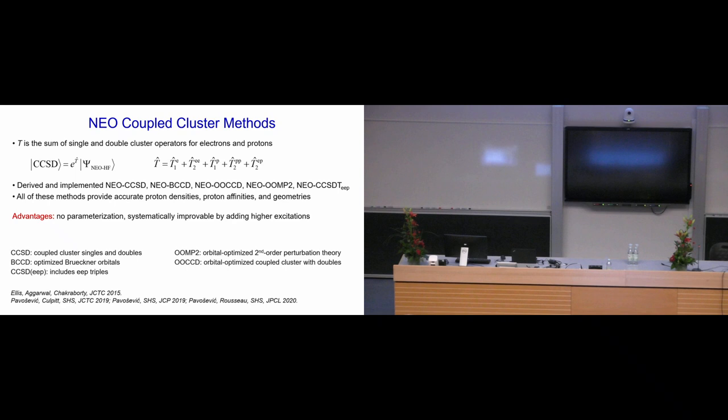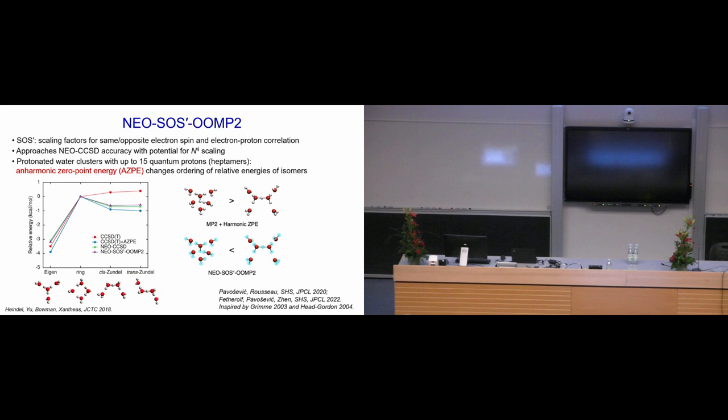Now, the cheapest one of these is the NEO-OOMP2. That's an orbital-optimized second-order perturbation theory. But it's also the least accurate, so that's a bit of a problem. But one way we can get around that is we can take inspiration from Stefan Grimme and Martin Head-Gordon, who developed SOS, their scaled opposite-spin methods for electronic structure theory. And what we did is we said, let's use their scaling factors for the same and opposite spin electron spin and introduce one additional scaling factor for electron-proton correlation.